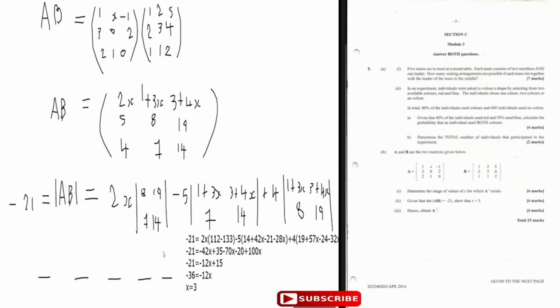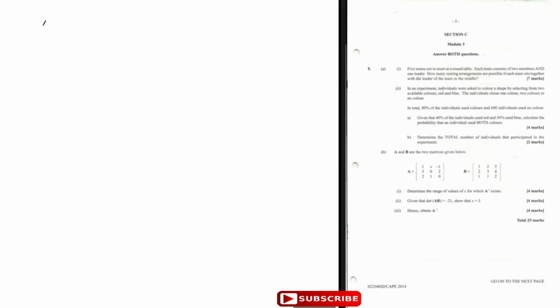All right, finally we get x to be 3. It says, hence obtain A inverse. Since we know what x is now, we know that A inverse is going to be equal to 1 over the determinant of A times the adjoint of A.